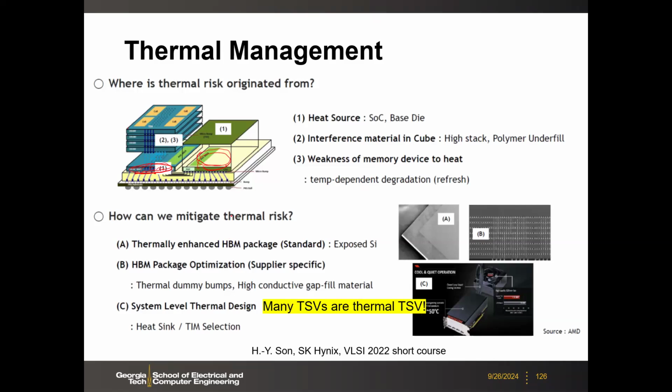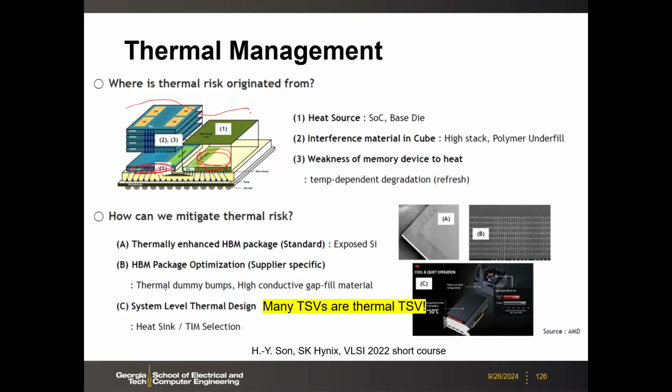So then, how can we mitigate the thermal risk? Of course, you need the cooling, advanced cooling from the top. You need a good thermal interface material. And then, depending on the spec, you may even use active cooling. That means you may use liquid cooling, flowing through some microfluidics on the package to further help.